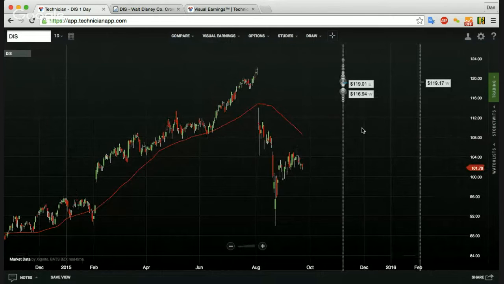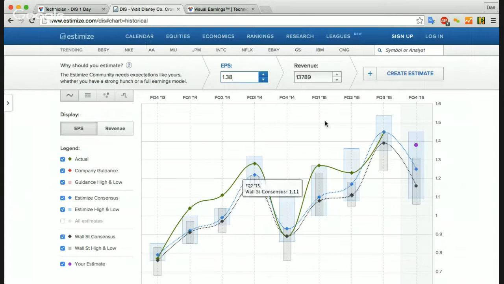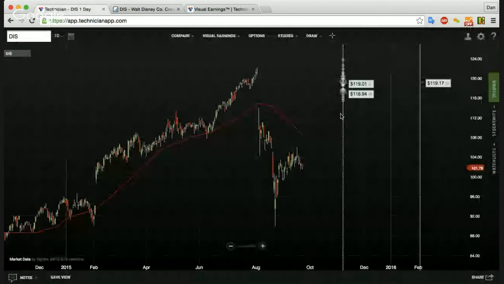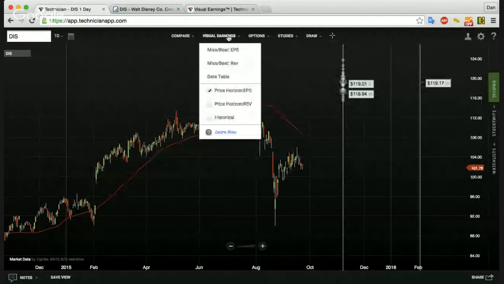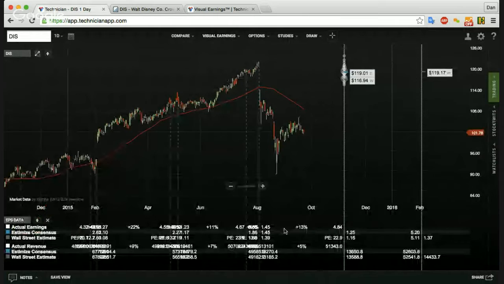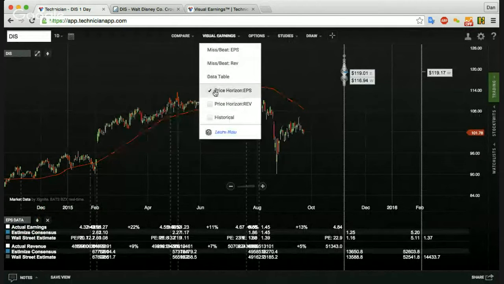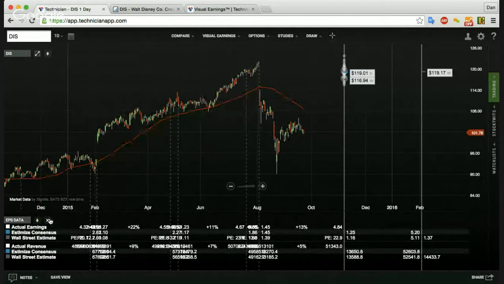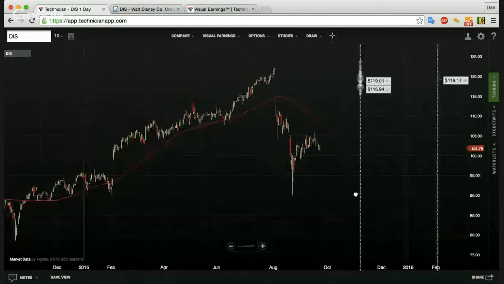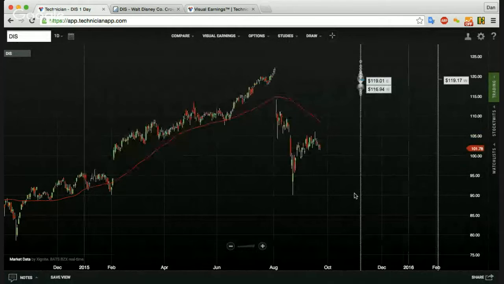Yep, and so as an example, here we are back on Technician showing Disney, and just as before, we were looking at the EPS data right now. So if we pull up the data table, we'll see the exact same data. We'll see that off in the future with the price horizon. So you get to see all the same information in context of how the stock has been treated in the market itself.